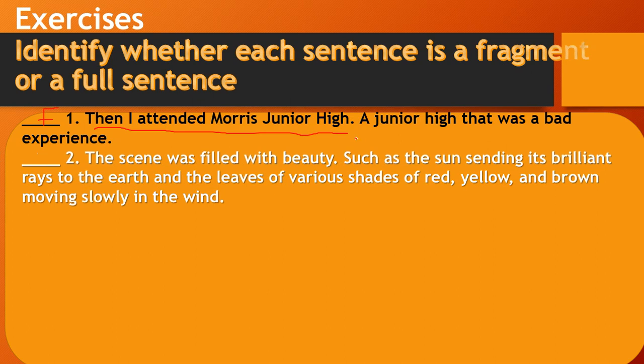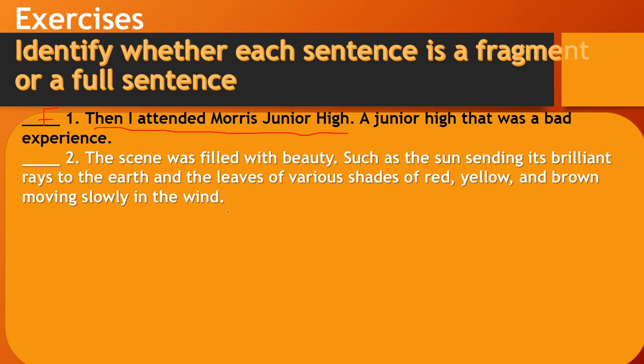The second one. The scene was filled with beauty. Such as the sun sending its brilliant rays to the earth and the leaves of various shades of red, yellow, and brown moving slowly in the wind. The first sentence, the thing that precedes the first period, the scene was filled with beauty, is actually a complete sentence. I can stop here. But what about the second one? Such as the sun sending its brilliant rays, to the end.